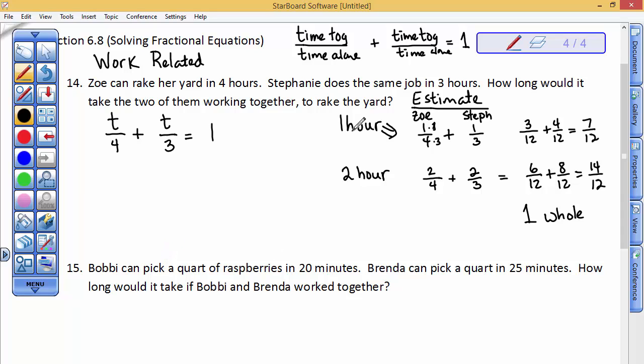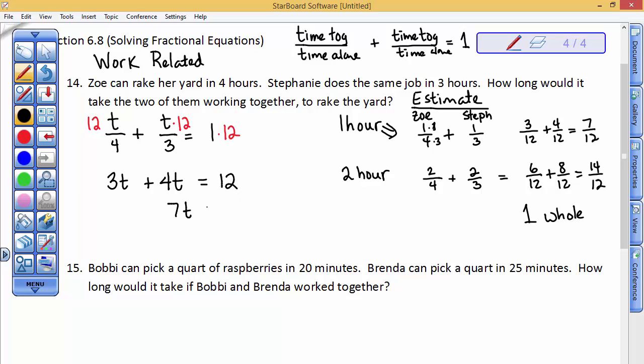I know my answer is between 1 hour and 2 hours. My least common denominator for this is 12. So I'll multiply this by 12, this by 12, and this by 12. 12t over 4 is 3t. 12t over 3 is 4t. And 1 times 12 is 12.